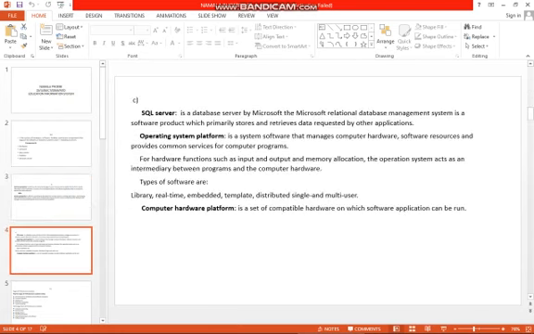We have slide 4. SQL, that is Structured Query Language, is a database server by Microsoft. A relational database management system is a software product which primarily stores and retrieves the data requested by other applications. Operating system platform is system software that manages computer hardware and software resources and provides common services for computer programs. It manages everything: the hardware, the software. A computer hardware platform is a set of compatible hardware on which software applications can be run.